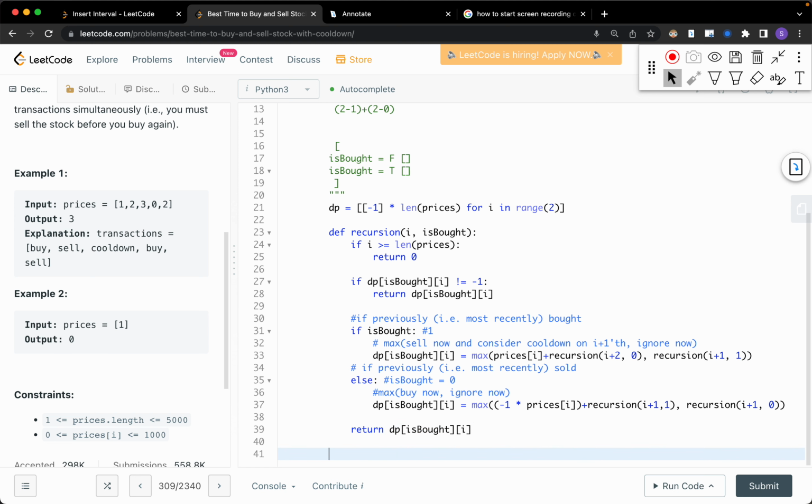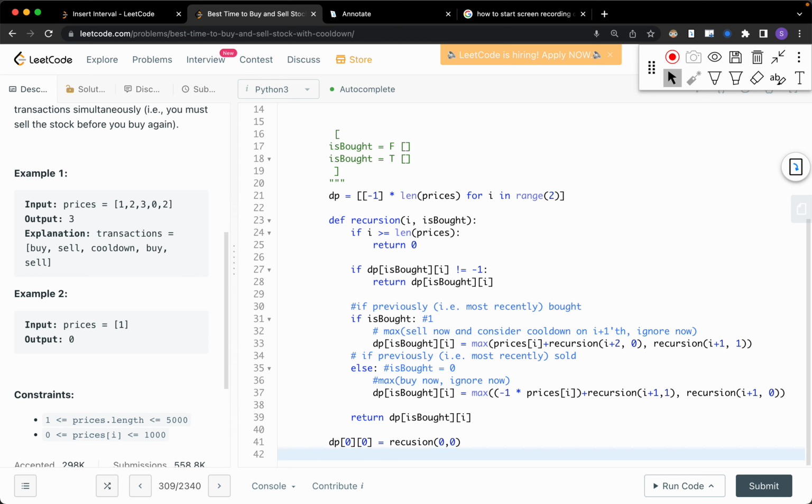So this is the recursion function that I want to do, and once I come out of this function, I have to call this function, right? So for that purpose, I'll be calling my recursion starting from the 0th index and telling that I have not bought anything, because we cannot buy before the 0th index, right? So that makes sense, and dp of 0 would be storing this value now.